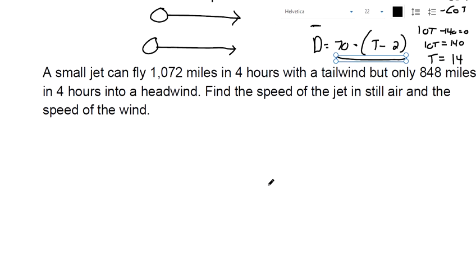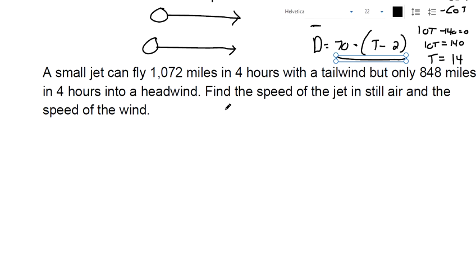So probably d equals r times t is going to help with this next one. A small jet can fly 1,072 miles in 4 hours with a tailwind, but only 848 miles in 4 hours with a headwind. So the big thing here is that your rate is different depending on whether you have a tailwind, which helps you, or whether you have a headwind, which hurts you. Okay? So we need to find the speed of the jet in still air, as if there's no tailwind or no headwind.